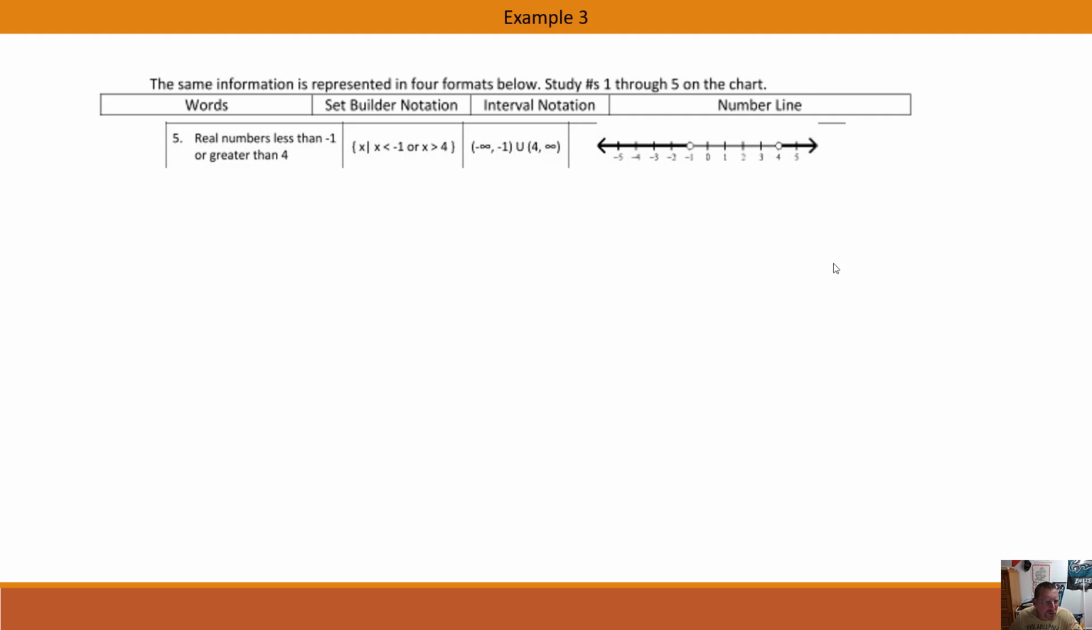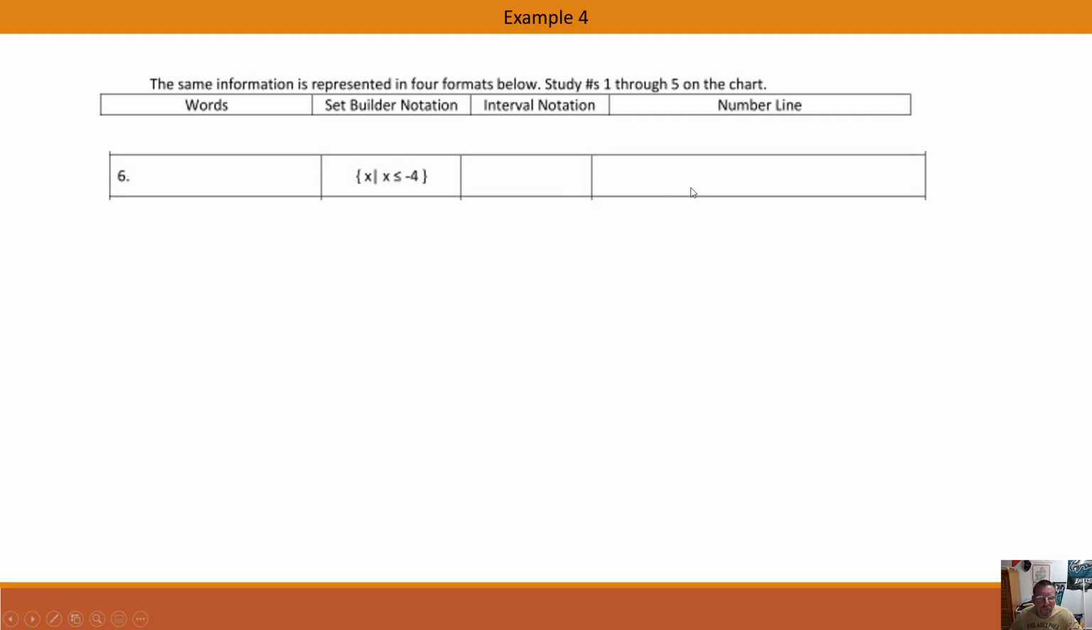When you start doing them, they're going to give you one of the 4 ways, and you have to write in the other 3. So in problem number 6, they said x is less than or equal to negative 4. So in words, you would write out the real numbers less than or equal to negative 4. In interval notation, you would do parenthesis, negative infinity, comma negative 4 with the bracket. And then on a number line, you would just draw a number line, and you would have a closed circle at negative 4 and an array going to the right.